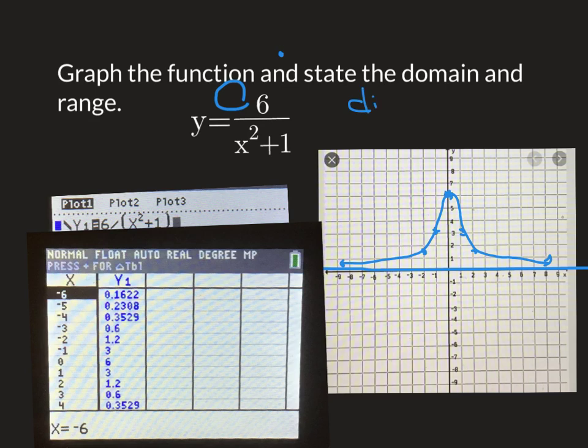My domain, this one's going left and right forever. So because it's going left and right forever, you could say all reals, or you can write it this way. You can say it goes from negative infinity to positive infinity.